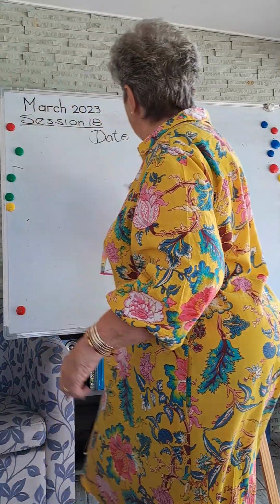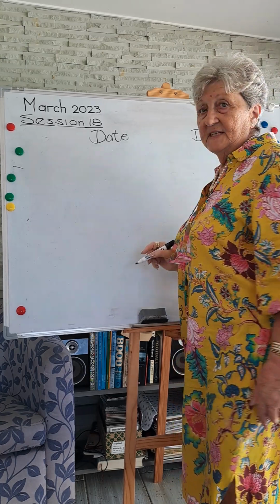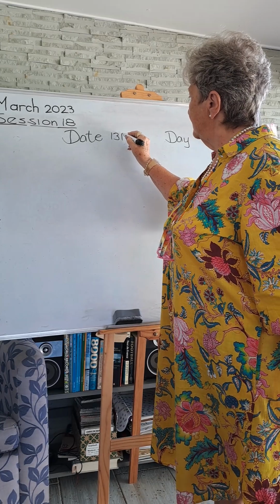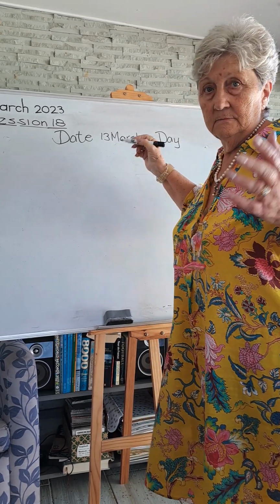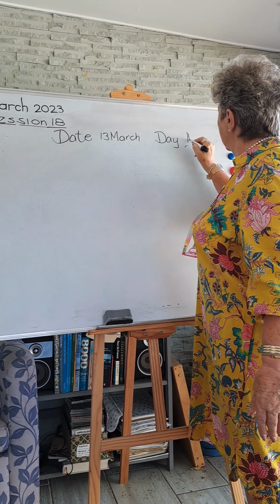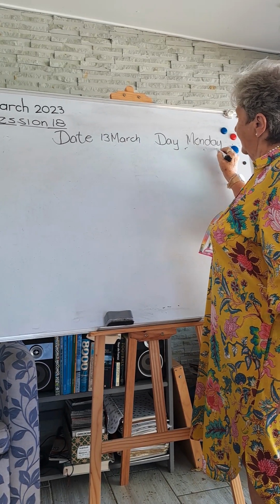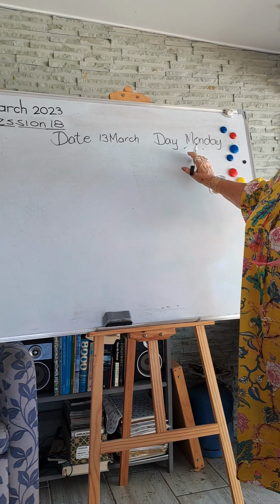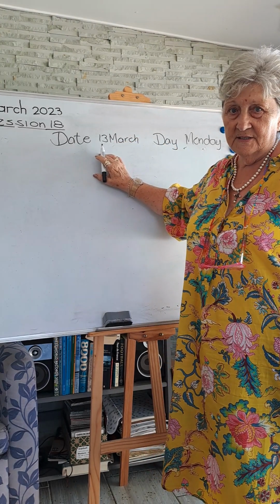Right, and here is the day. Now, the date I'm going to give my lesson will be the 13th of March, and the 13th of March will be a whatever, let's say Monday, Tuesday, whatever day it is, and I write it in. And that has to be in at the top of your lesson plan. We've got to know what day it was.